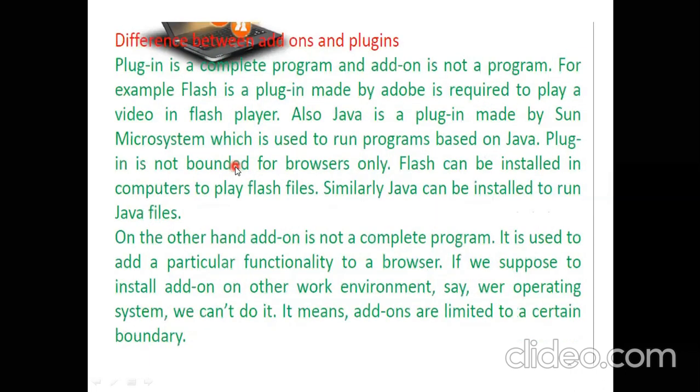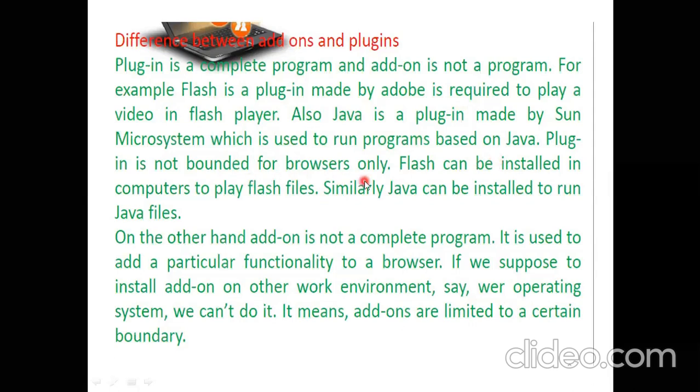Then what's the difference between both of them? See, a plugin is a complete program. Macromedia Flash Player is a complete program. Java is a complete program. But an add-on is not a complete program. It is just a functionality, a piece of code. For example, Flash is a plugin made by Adobe, required to play a video in Flash Player. Also, Java is a plugin made by Sun Microsystems, which is used to run programs based on Java.